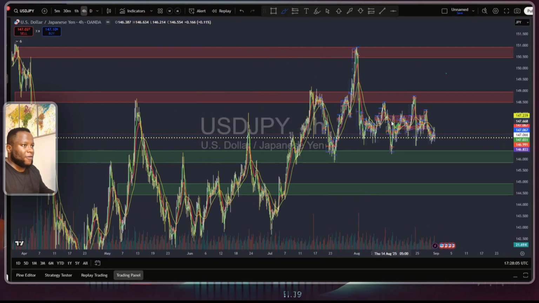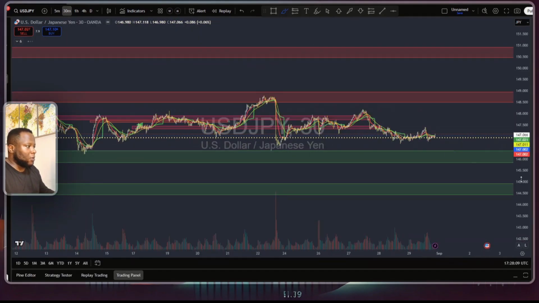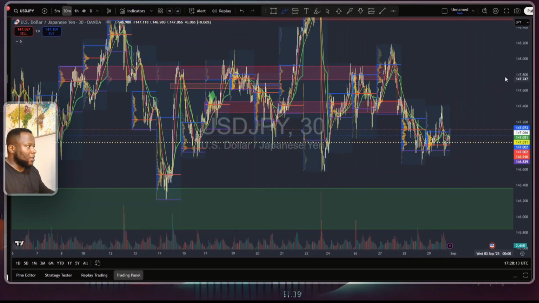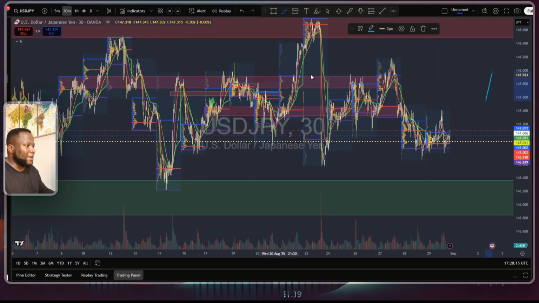This is the higher time frame, the 4 hour. There is nothing to see on the 30 minutes, I don't think. The 30 minutes just gives us the same thing. If you look at this, it's exactly the same thing on the 30 minutes and on the 4 hour.